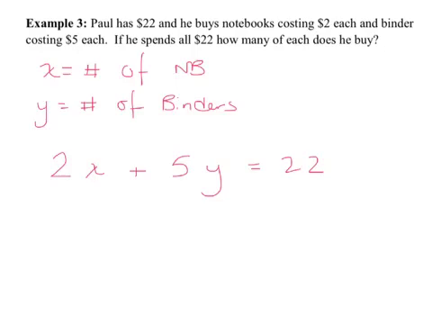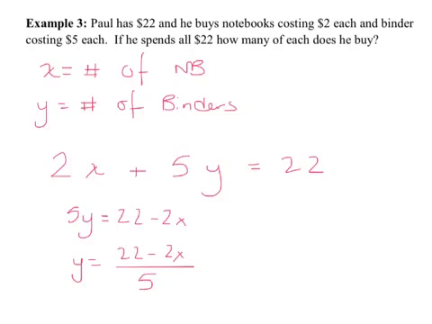Well, let's start. Let's do this like we did last time. Solve for Y first. So move the 2x over. That'll give us 5y equals 22 minus 2x. We divide by 5. Y is 22 minus 2x all over 5.